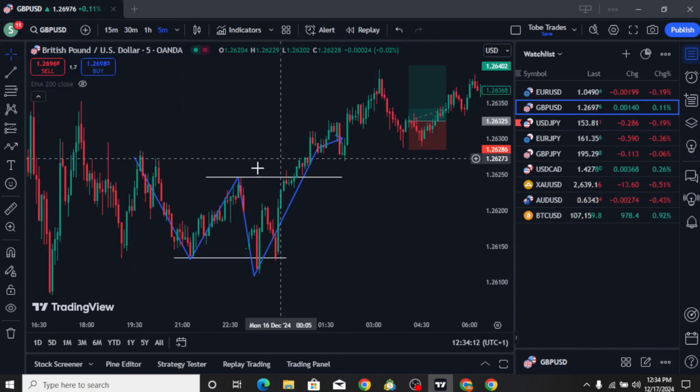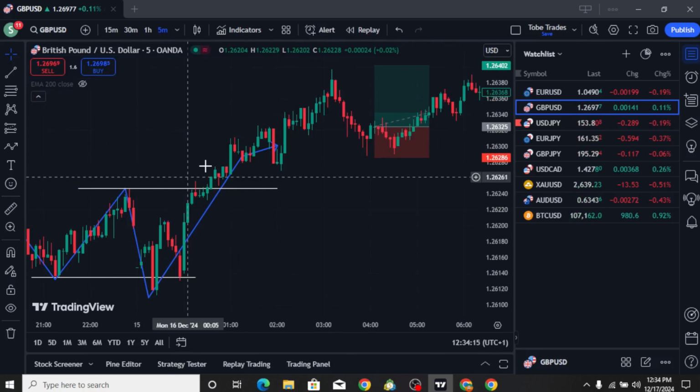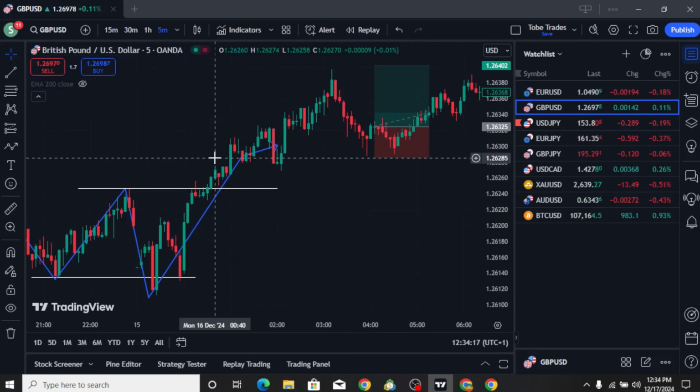So there are a lot of approaches to trading this strategy, the liquidity and market structure shift.